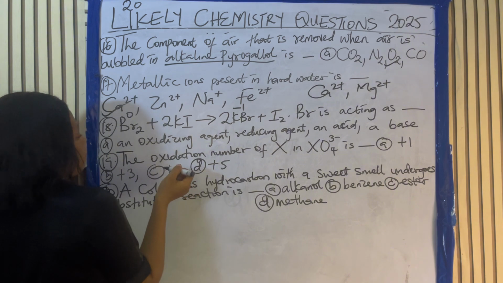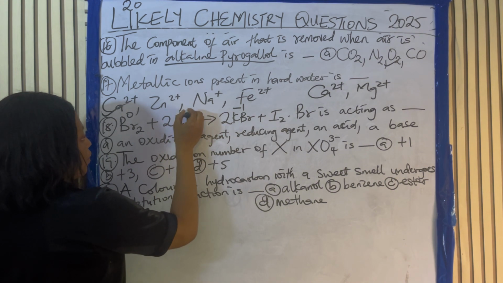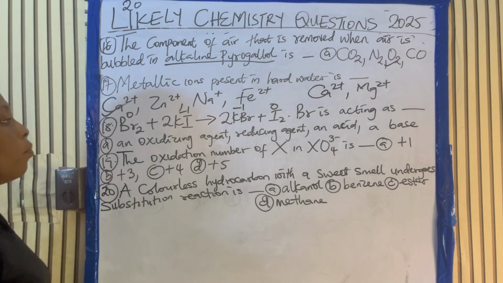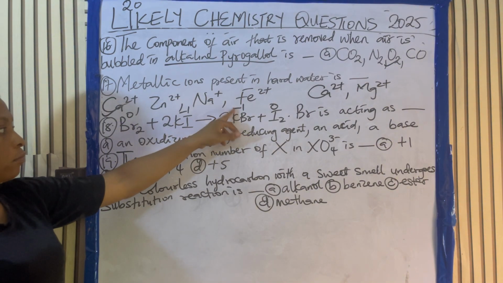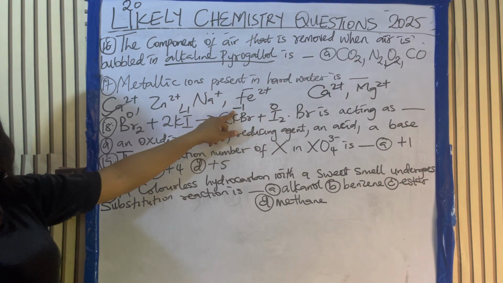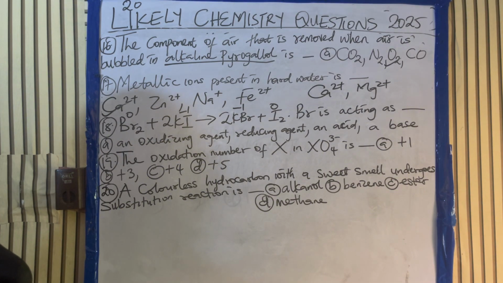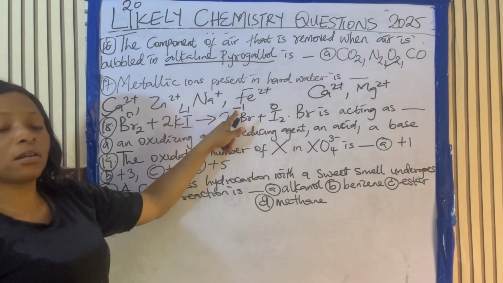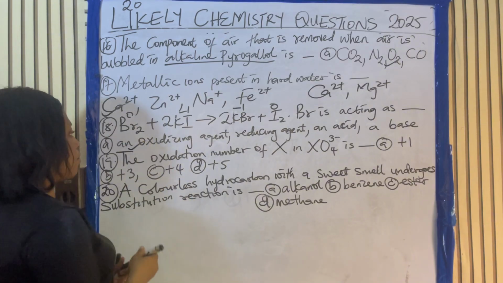Coming here, it will be what? Minus 1. Then, you look at iodine. Iodine here is minus 1. Coming here is 0. Okay, so bromine is acting as what? Bromine moved from 0 to minus 1. That means 0 is bigger than minus 1, right? So it's moved from high to low. That means, is it an oxidizing agent or a reducing agent? So decreasing the oxidation number here means that it is an oxidizing agent.